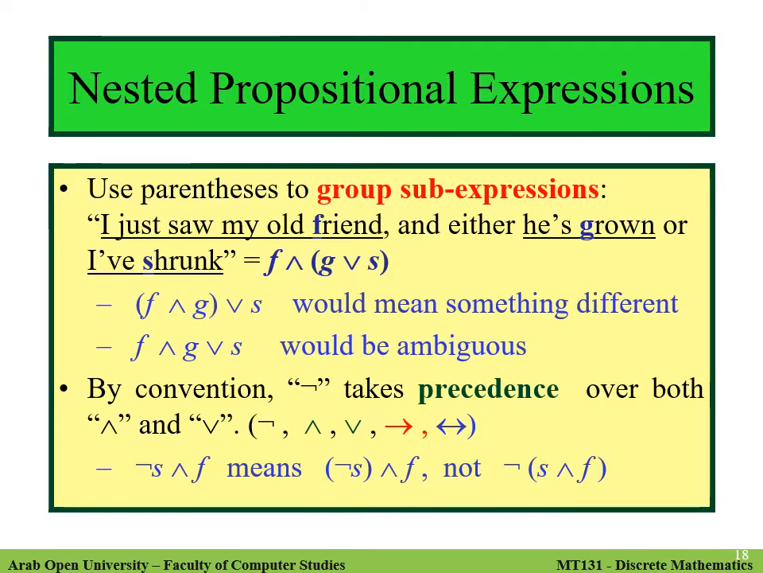The first operation we used in the statement is AND. AND combines the first statement, I just saw my old friend, with the statement containing the either-or. That means the part that comes after AND should be taken together, which is why you have the parentheses around G or S. If you place the parentheses somewhere else, like around F and G together, that would certainly change the meaning.